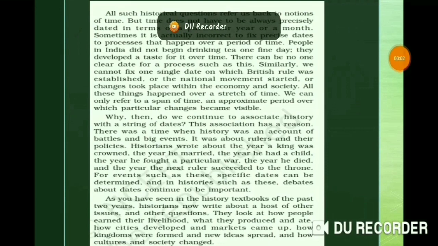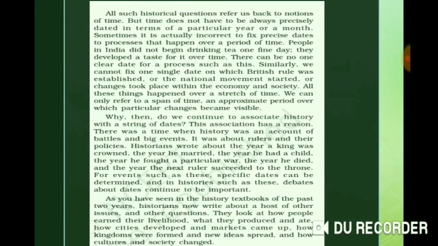Students, you need to understand that there can be no one clear date for any event, since we do not have any solid historical proof to determine the actual time. Therefore, we have to rely on an approximate period over which particular changes become visible. We are not having solid historical proof. That's why we are relying on an approximate period.